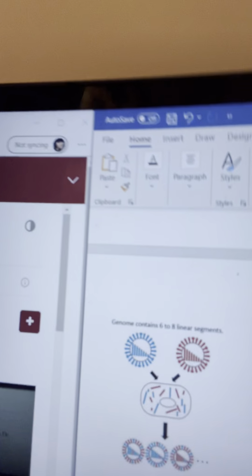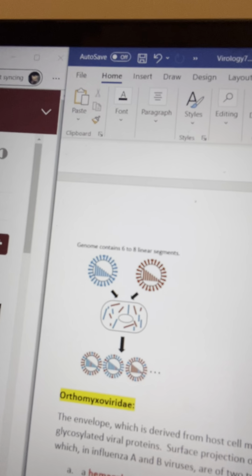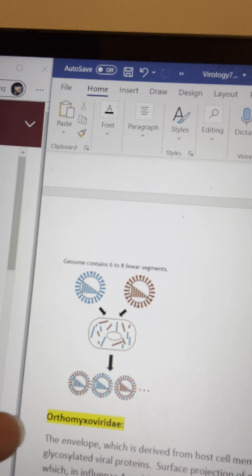This is what I'm talking about. So you have a red virus here, you have a blue virus. They come together, and then they create a mixed virus. So that is how viruses get different strains as well.